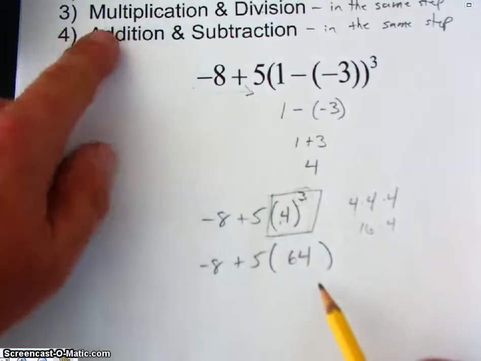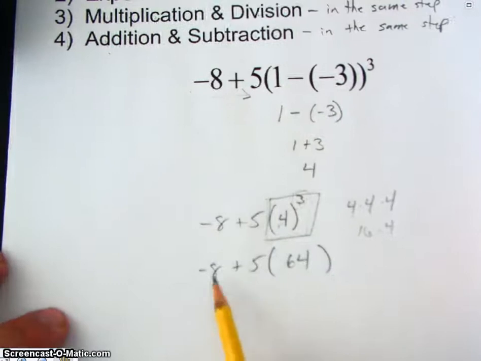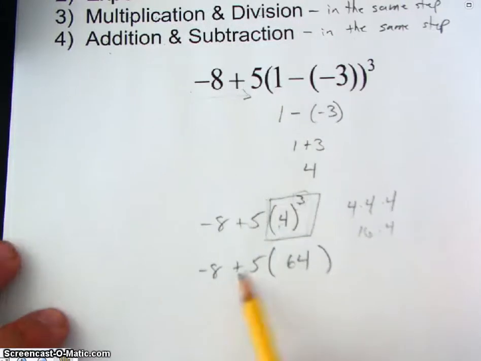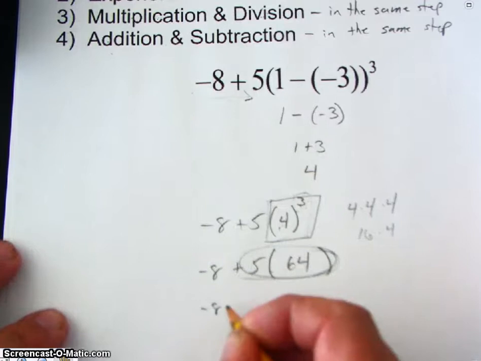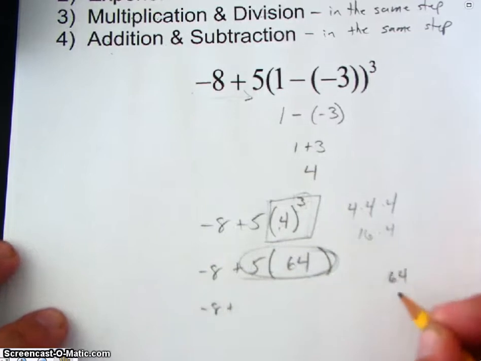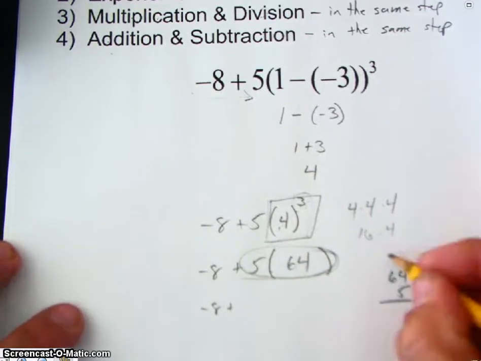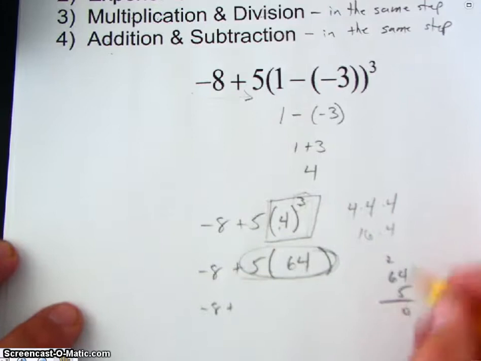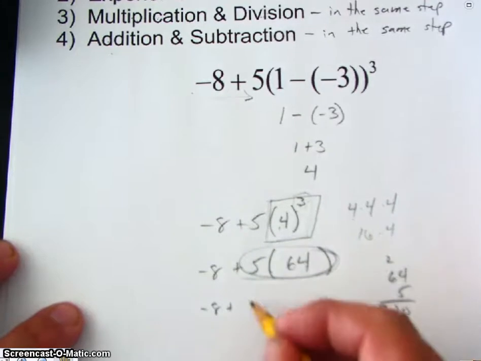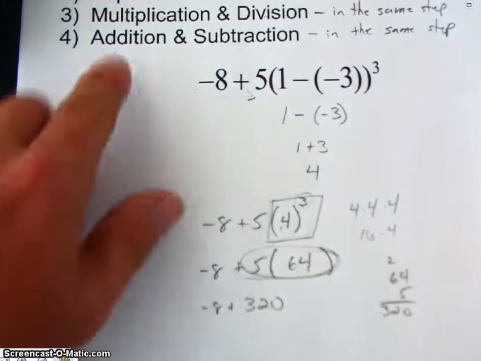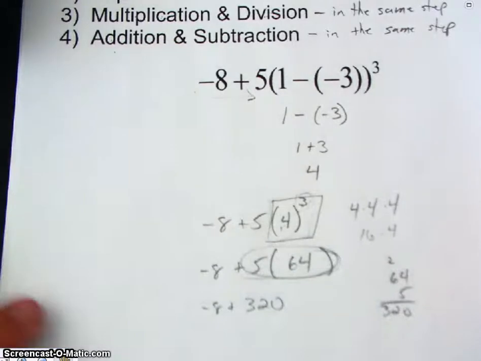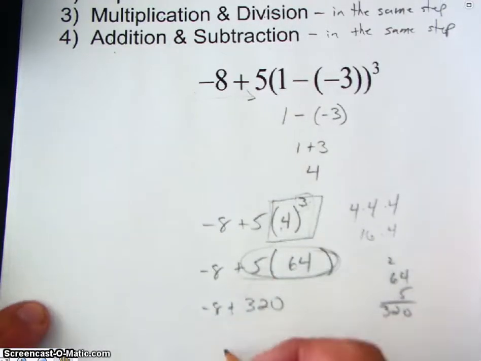All right, now I do multiplication and division. So I start here, plus 5 times 6. So I do this first. All right, so 64 times 5, I don't have a calculator with me, so I'll just do it longhand. It's 320. And then the last step, do any addition and subtraction. Well, there's only one addition. So -8 plus 320 is what? 312 is your answer.